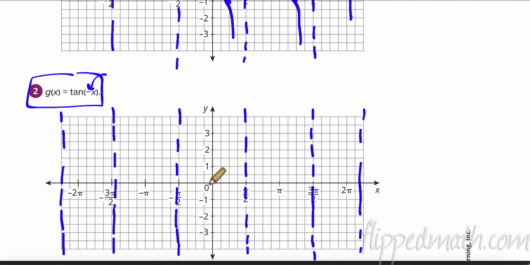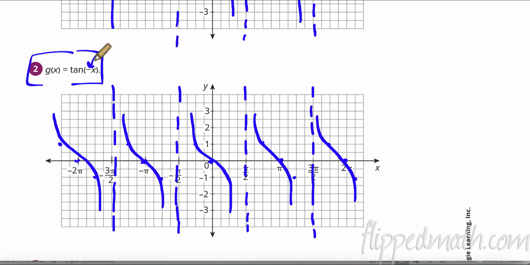We also know that 0, pi, 0, 2 pi, 0, negative pi, 0, negative 2 pi, 0. Oh, man. I really screwed these up. They're not asymptotes there. Too close, too close. Sorry. All right, so pause the video. I want you to graph that one. Go.